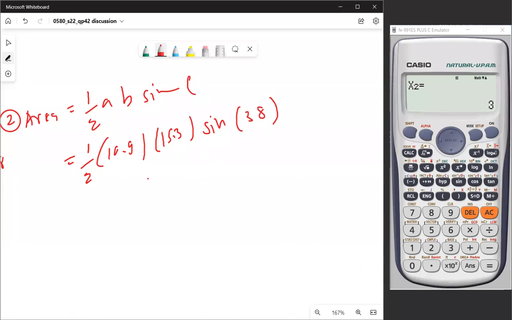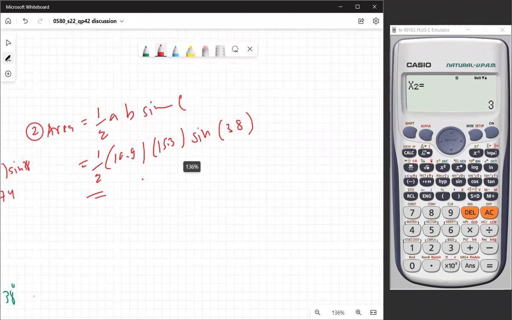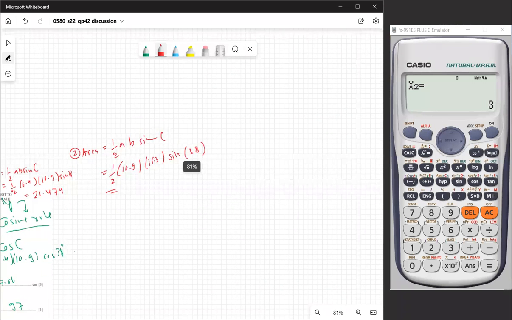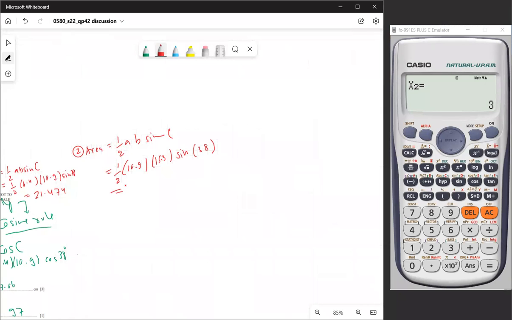Instead of rounding it off, I just used the answer symbol for this question, but you have to write it in the exam. Write the answer as well, right? Don't just give the answer. So when you do it, you'll get something here. Now, say it to me.